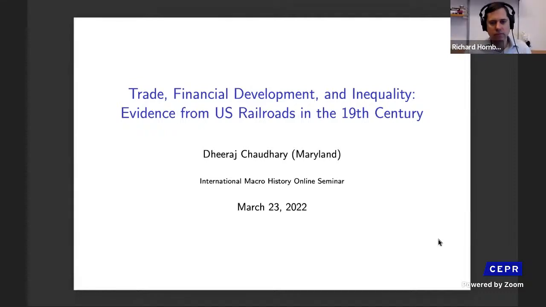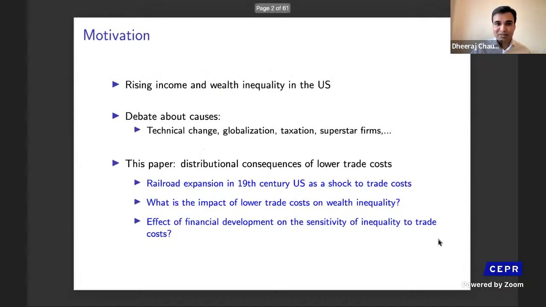As Rick mentioned, this paper is about trade cost and wealth inequality and the role of financial development in mediating the effect of trade costs on wealth inequality. And this paper is based in history and it has both empirical and theoretical components. Let me just start.